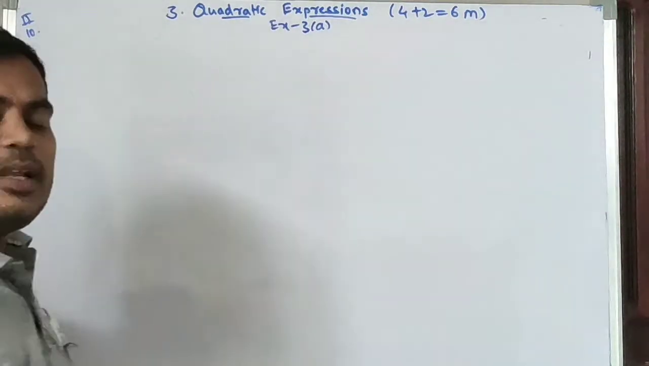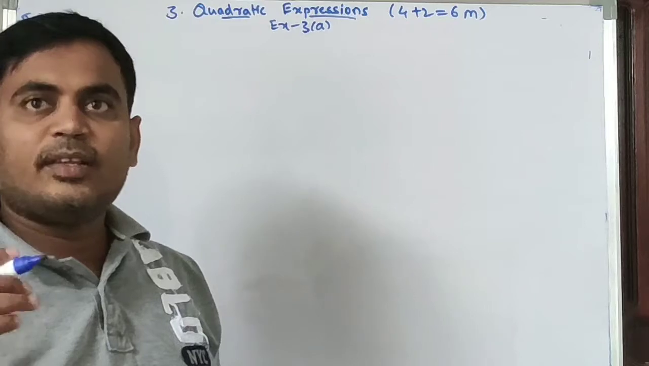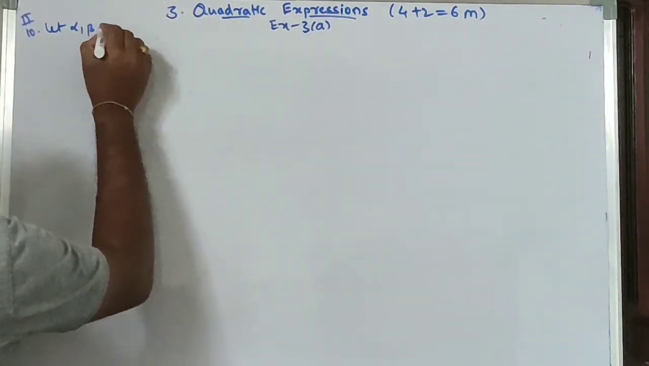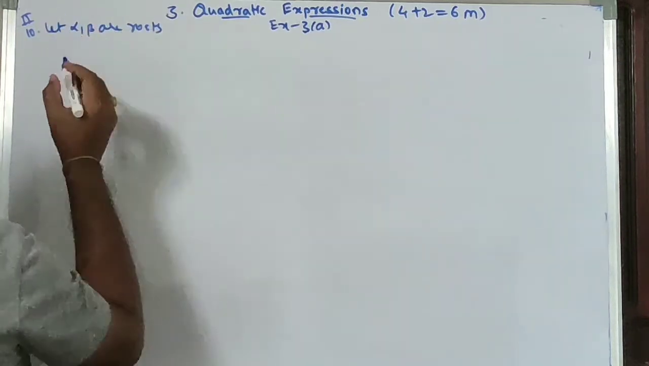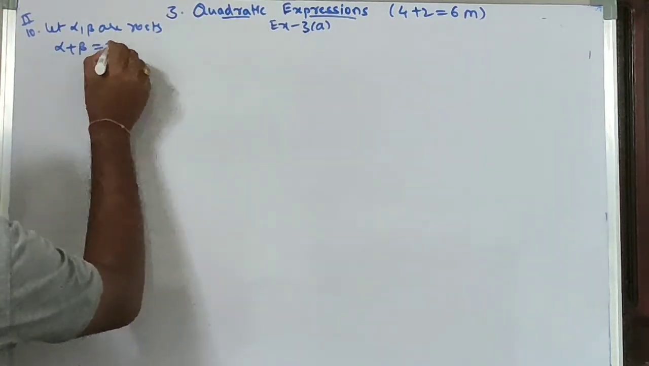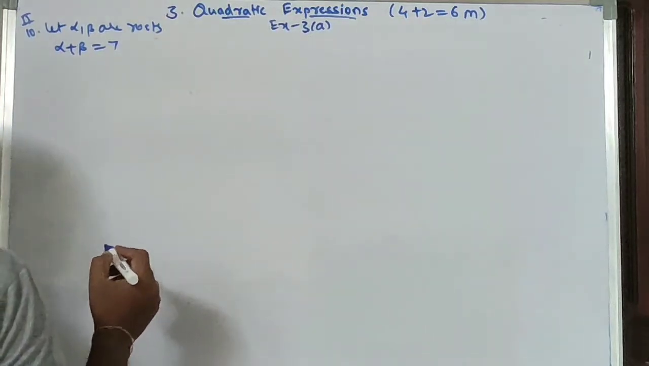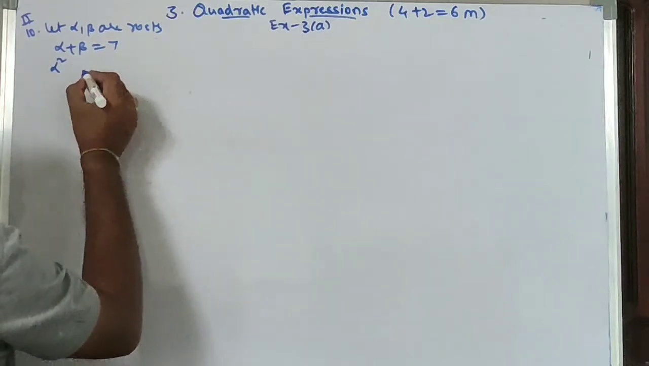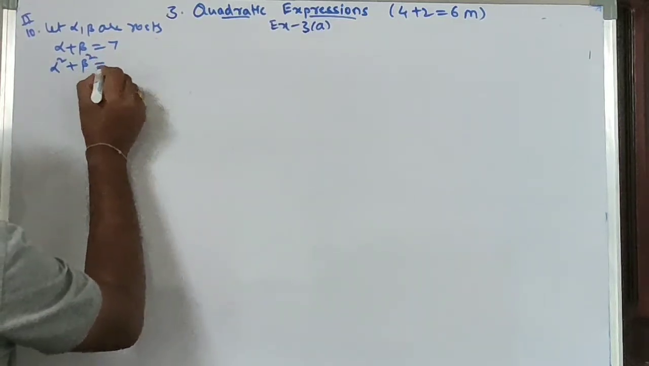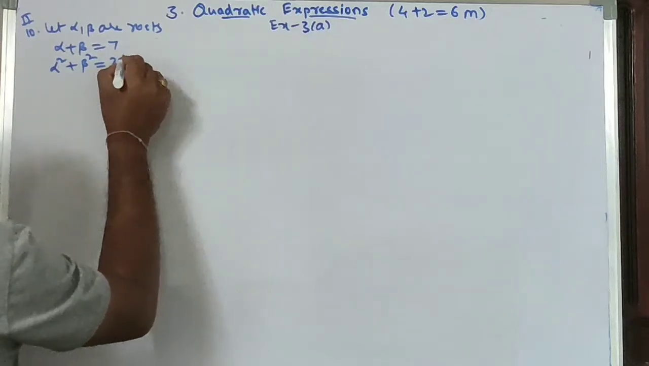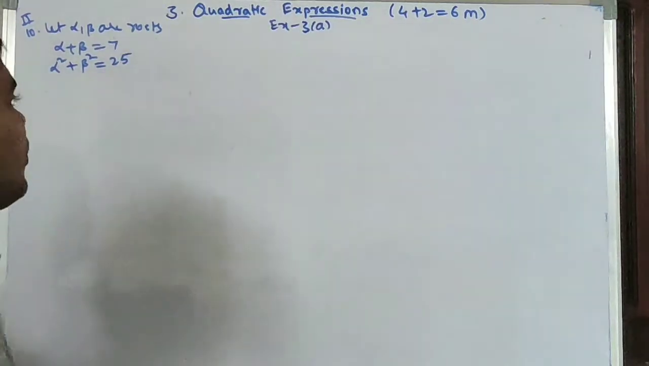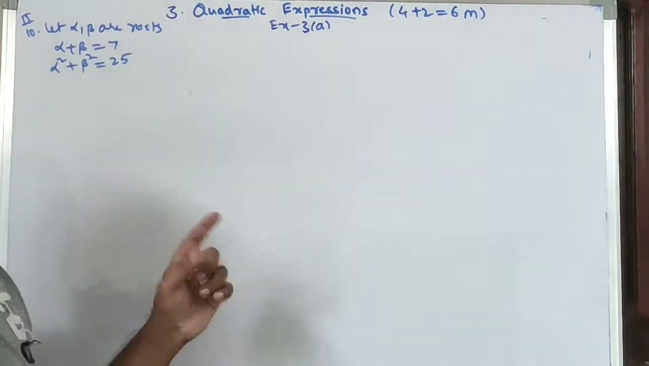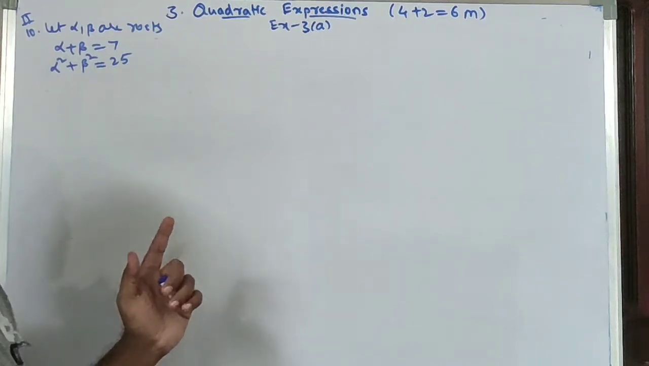So we don't know the quadratic equation, but we know the sum of roots and the sum of squares of roots. So let alpha, beta be the roots. Sum of roots alpha plus beta equal to 7 is given. Next, sum of squares, alpha square plus beta square equal to 25. Now we need to find a quadratic equation. So if we know the sum of roots and product of roots, we can easily find the equation.